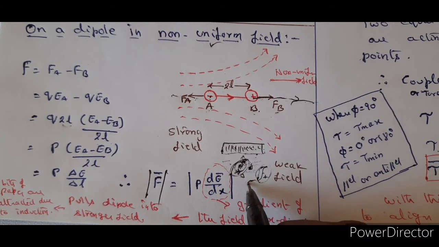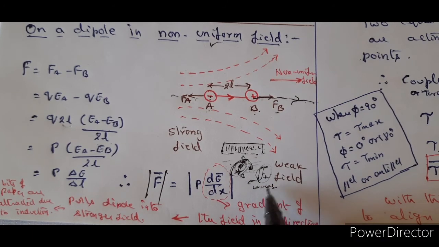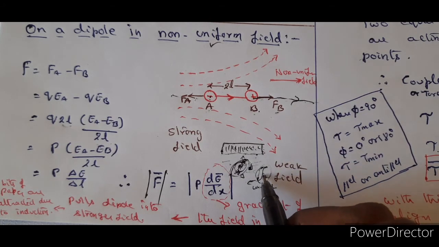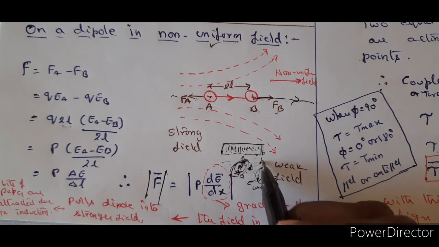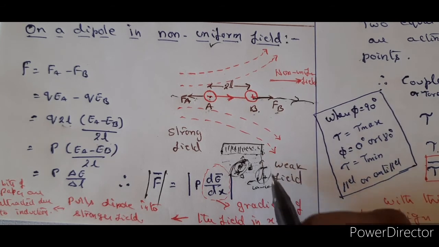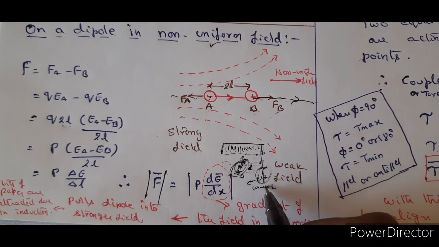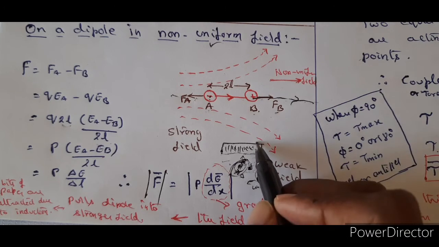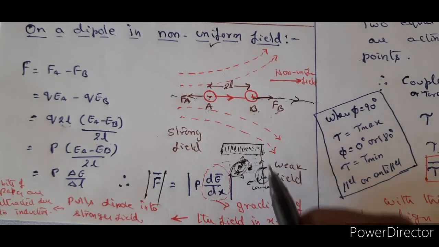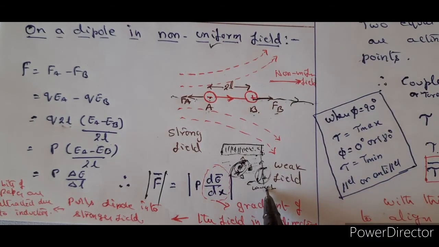This dipole is at a weak field. Now when we move from this to this distance, along this distance, the strength keeps on increasing as you are moving closer to the comb. So what is happening? This dipole is pulled towards the stronger field.